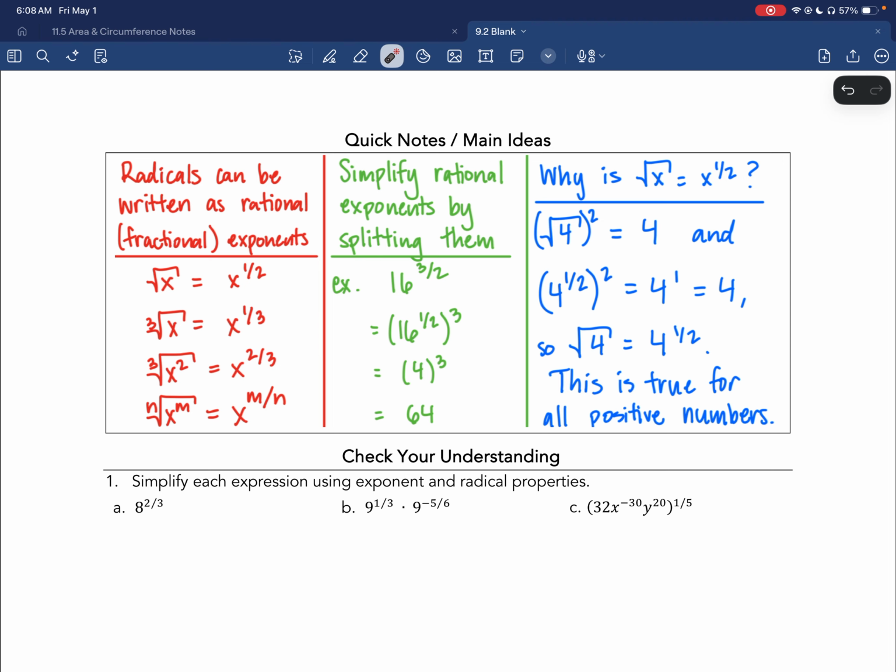Sometimes we can split these exponents up. So if I have 16 to the power of 3 over 2, I could split this into just 16 to the power of 1/2, and then all of that to the power of 3, because if I multiply this back in, I get the same thing, right? Well, 16 to the power of 1/2 is really just the square root of 16. We know what the square root of 16 is. It's 4. And then I could do 4 to the power of 3, so 4 times 4 times 4, which is 64.